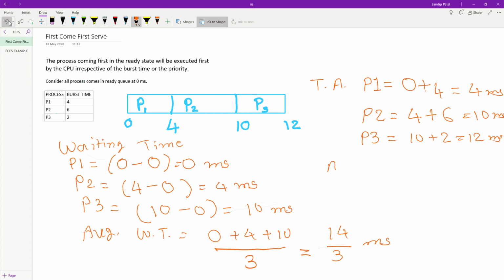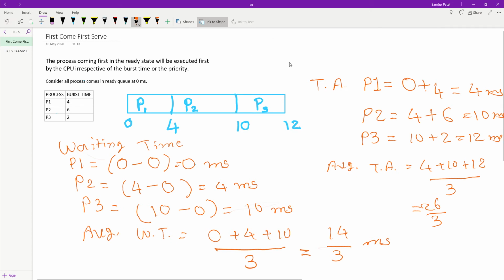So the average turnaround time will be the total of 4 plus 10 plus 12 divided by 3, which is 26 divided by 3. Whatever answer comes after division will be the average turnaround time. So this is the way we can calculate the waiting time as well as the turnaround time.